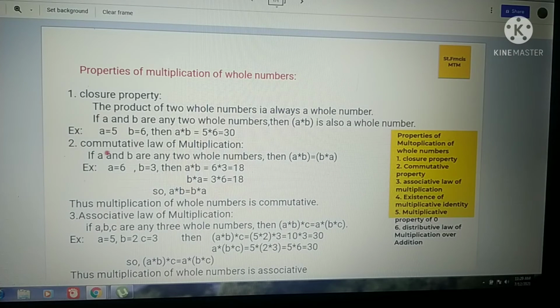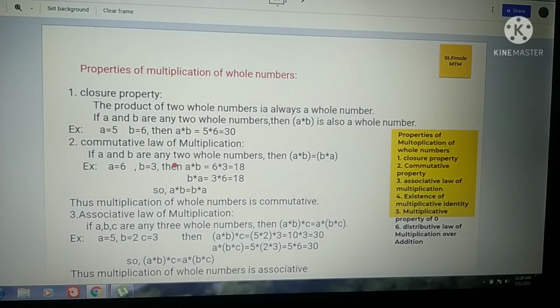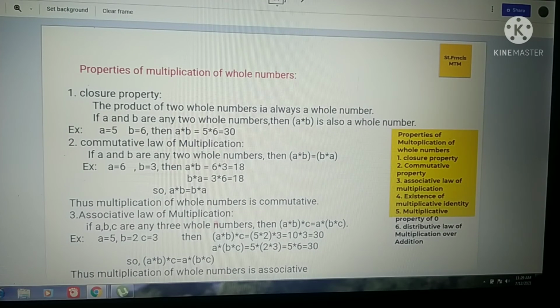Now see commutative law of multiplication. So what is a commutative law? Commutative law means we will check with two numbers. If you take any two whole numbers, the product of those two whole numbers, if you interchange them, you will get the same answer. See, a into b equal to b into a. In place of a and b, see this example here. I am taking a equal to 6, b equal to 3.